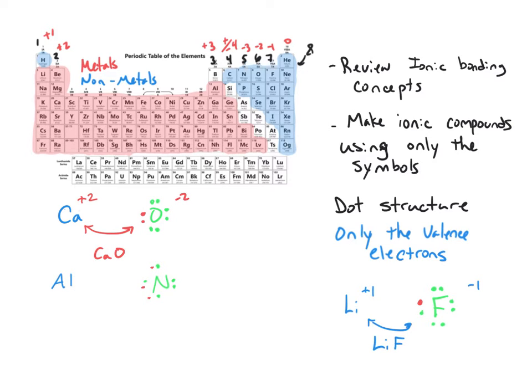Now because aluminum lost 3 electrons, it's +3. For every electron you lose, you get a +1 charge. So 3 lost electrons, +3. For every electron you gain, it's a -1 charge, so gaining 3 is a -3 charge. And once again, because these are oppositely charged ions, they are attracted to one another and form the compound AlN.